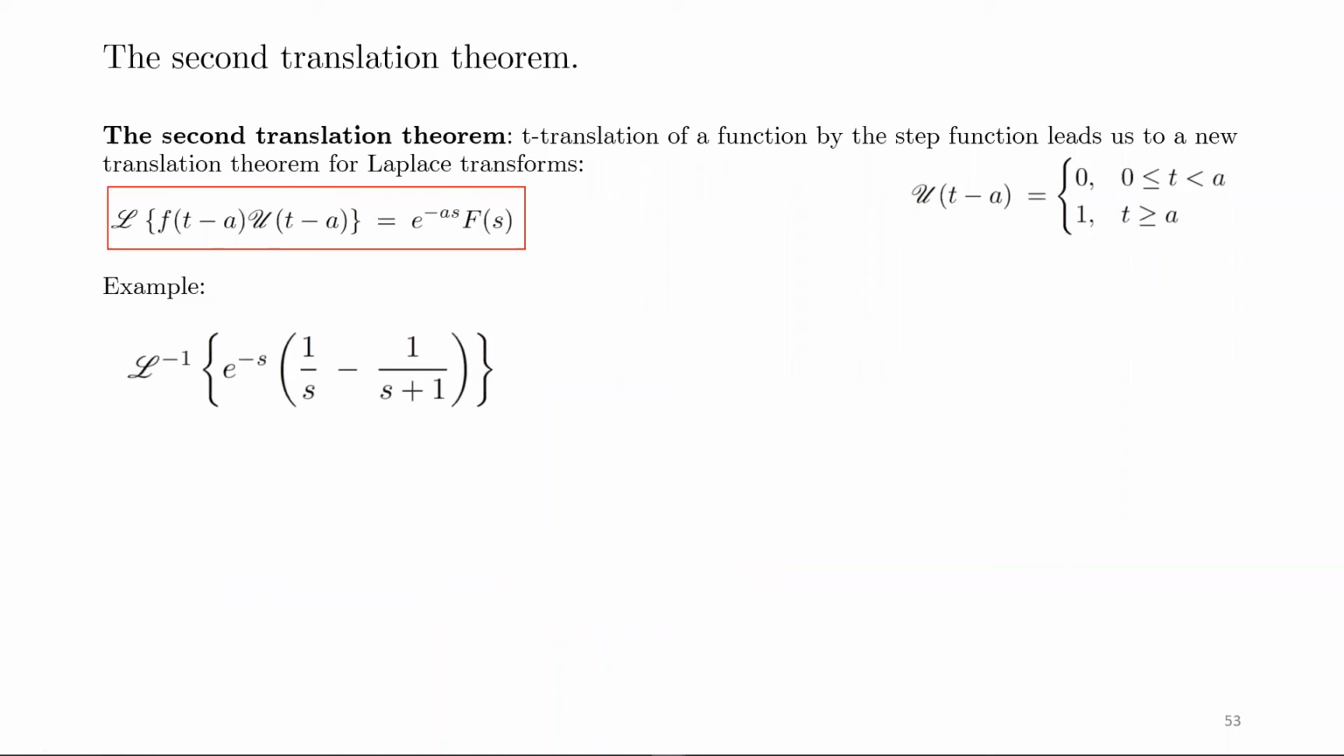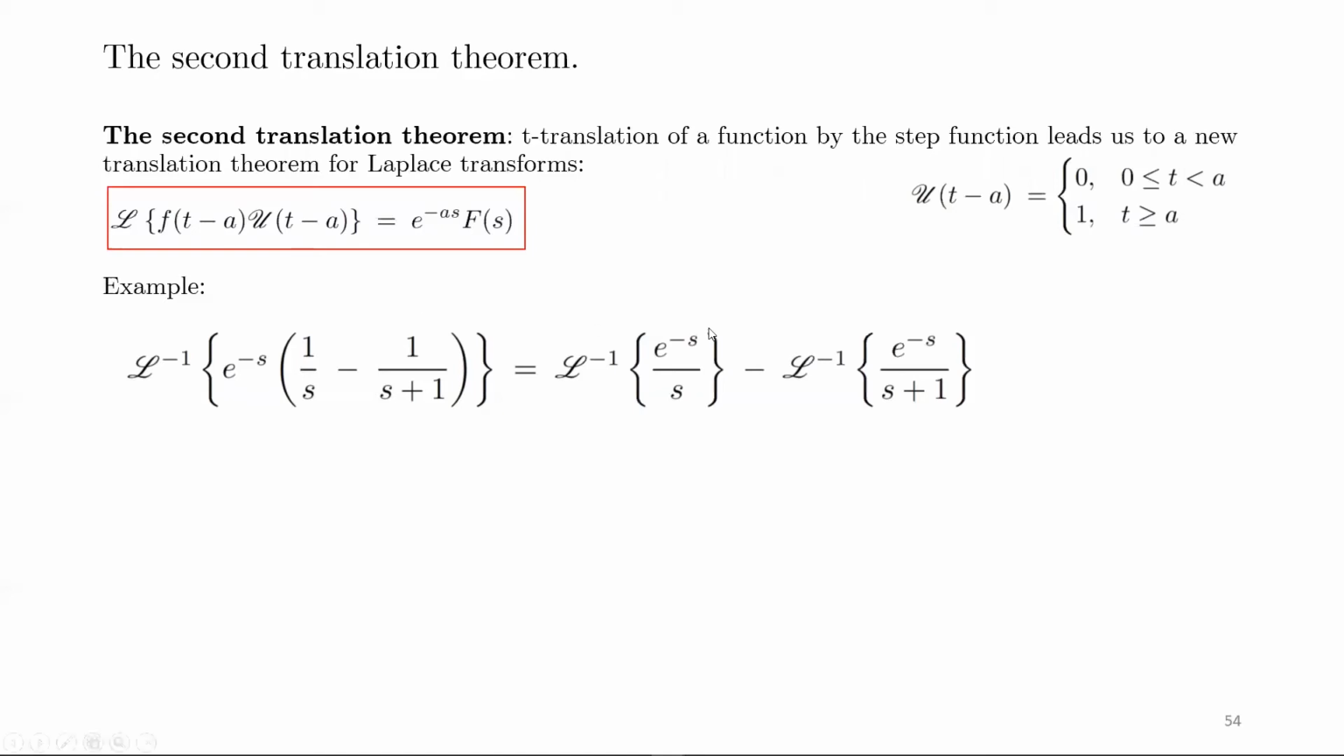Okay, another example. We're trying to find the inverse Laplace transform of e to the minus s times two fractions. Again, this is in the correct form for the second translation theorem, because I have some function of s multiplied by this exponential term. The inverse Laplace transform is linear, so let's do this term by term.